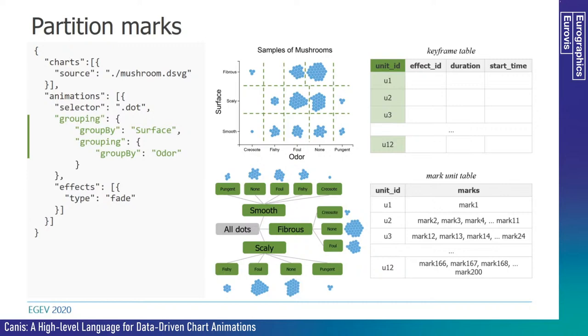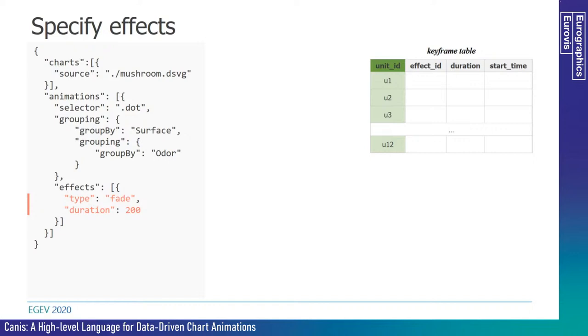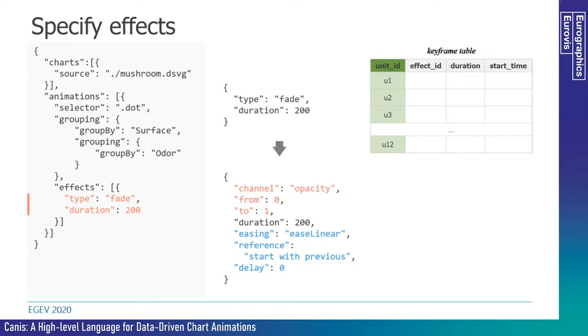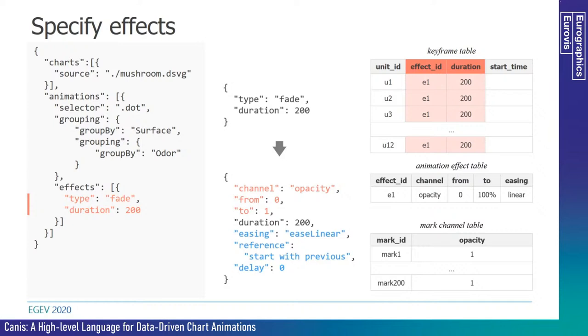To manipulate how to animate mark units, we can further edit current effects or add new ones. And the compiler will translate the high-level specifications of effects into low-level visual channel specifications after parsing. They will be stored in the animation effect table and mark channel table. Meanwhile, the keyframe table will be updated.